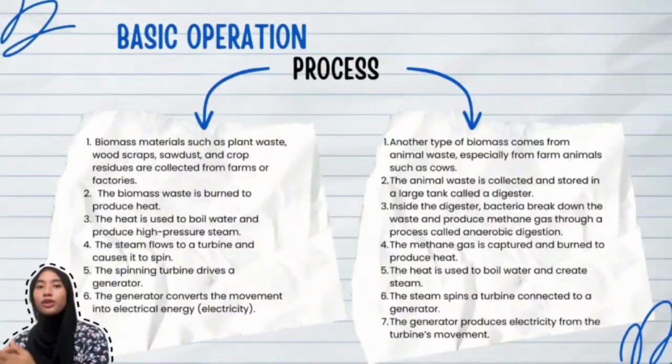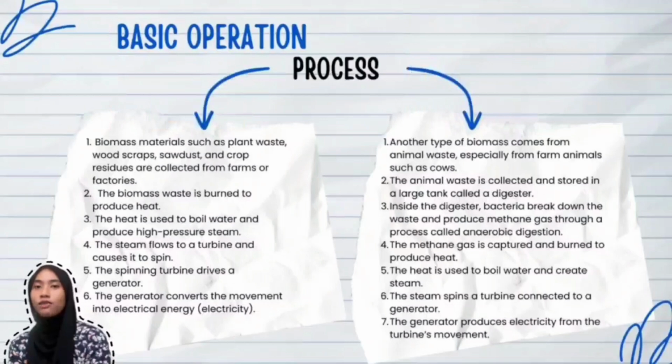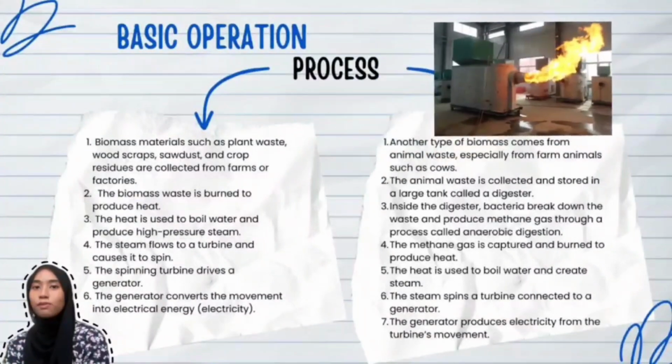Then we jump into the operation of biomass energy. First, biomass materials such as plant waste, wood scrap, sawdust, and crop residues are collected from farms or factories. Instead of throwing these materials away, they can actually be used to produce electricity. The biomass waste is burned to produce heat.